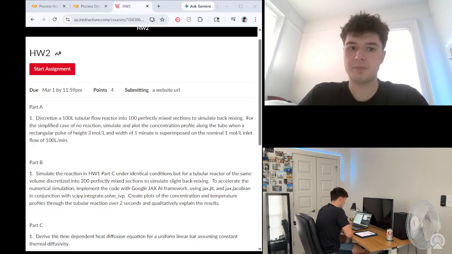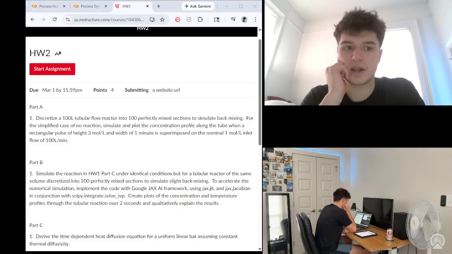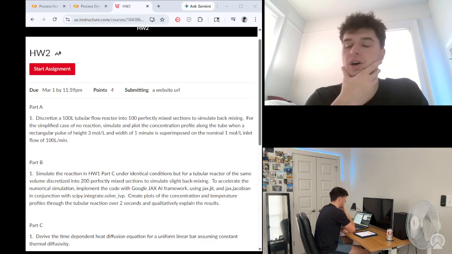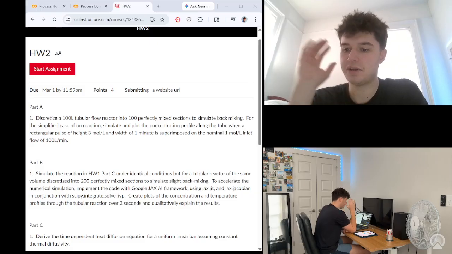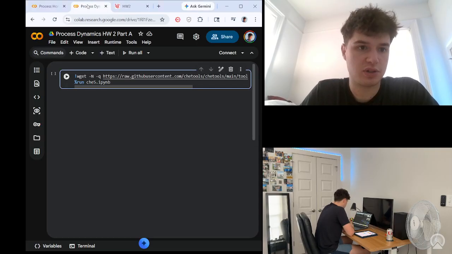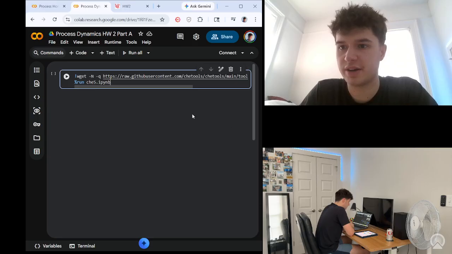And then we're going to simulate and plot in Google Colab the concentration profile along this tube when a rectangular pulse of height 3 moles per liter and width of 1 minute is superimposed on that 1 mole per liter inlet flow of 100 liters per minute. I know that sounds like a lot of different specifications, but we're going to start in here. As you can see, I already have the library imported that we've used in a couple of videos before that's going to allow us to do some of these calculations. So without further ado, let's get into it.